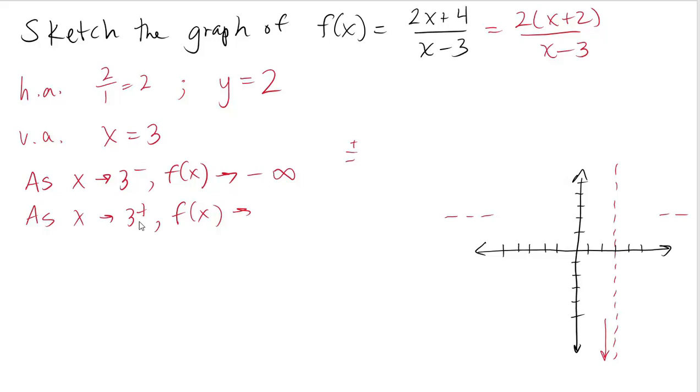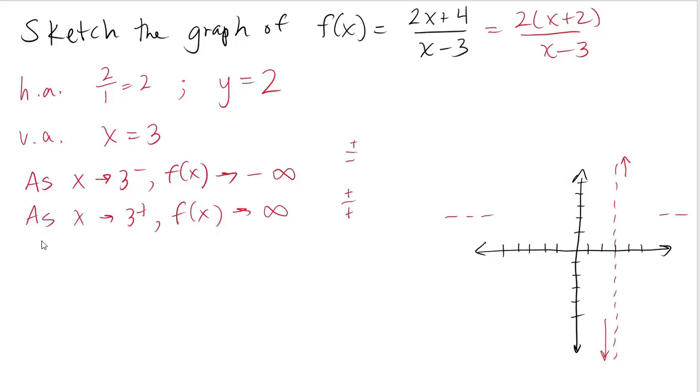On the right side of 3, the inputs will be ever so slightly larger than 3. The numerator will still be positive. If you plug a number bigger than 3 into the numerator, you're going to get a positive result. The denominator will also be positive, because when you take a number bigger than 3 minus 3, you get a positive result. Because the outputs are positive and unbounded in magnitude, this function must be going towards positive infinity on the right side. So like this.